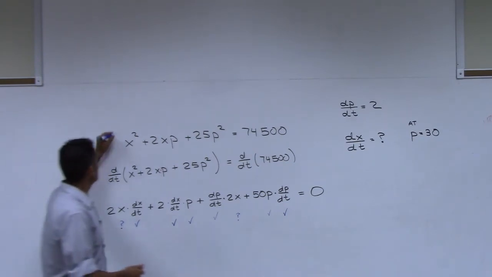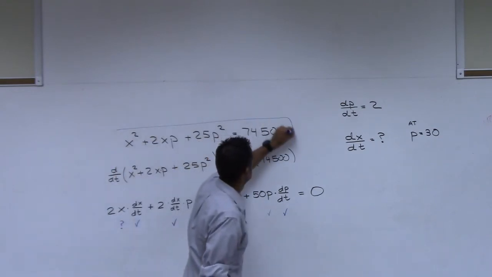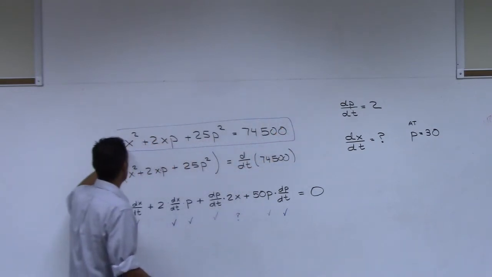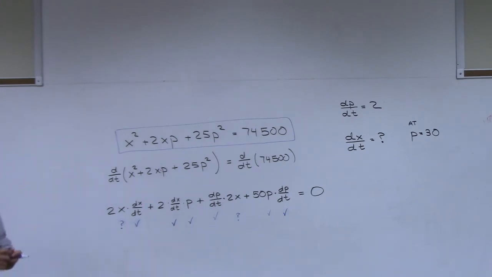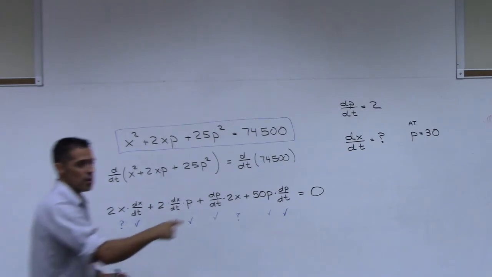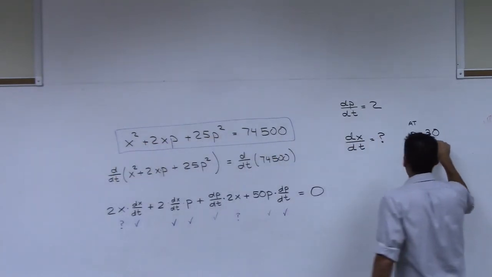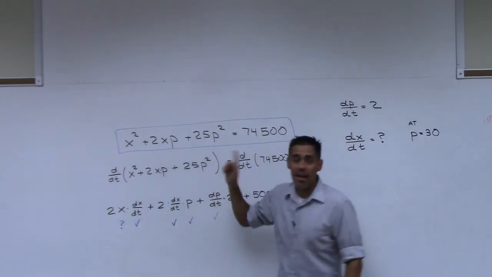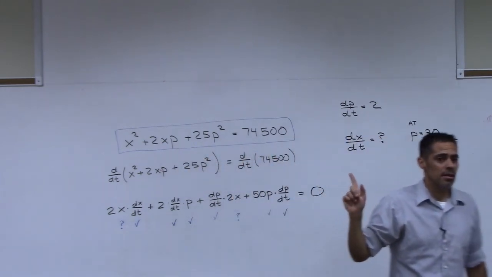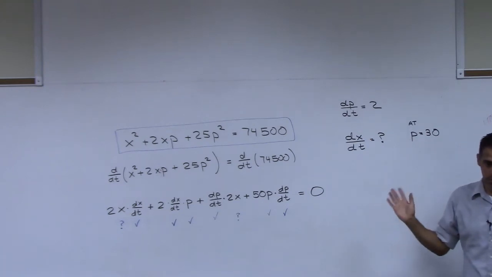Let's go back up here to this equation. See, last class, we didn't have to do anything like this, so that's why I'm showing this to you. That's our equation, right? That relates x and p together, right? If p is 30, if I told you right now that p was 30, you could replace that with 30 and that with 30, and then the equation you would have up there only would have x in it, wouldn't it?